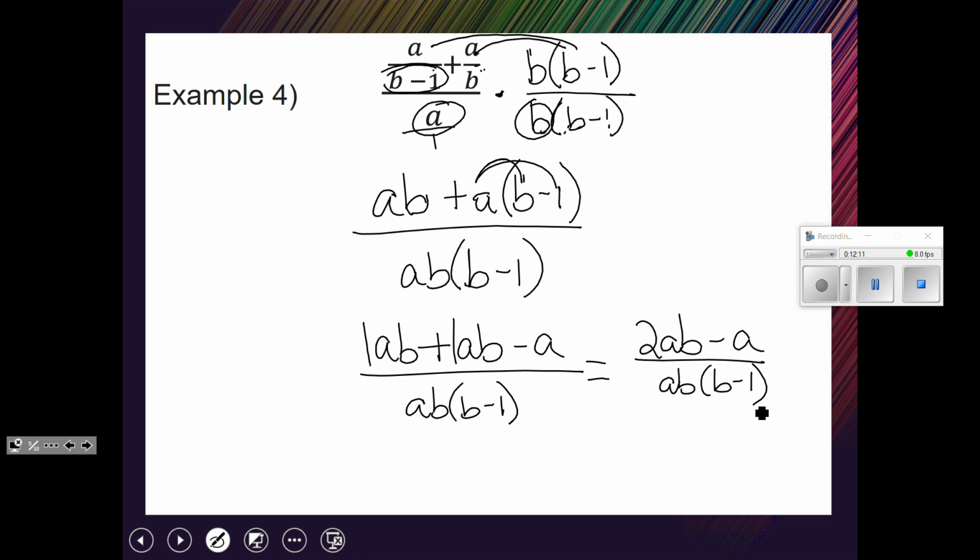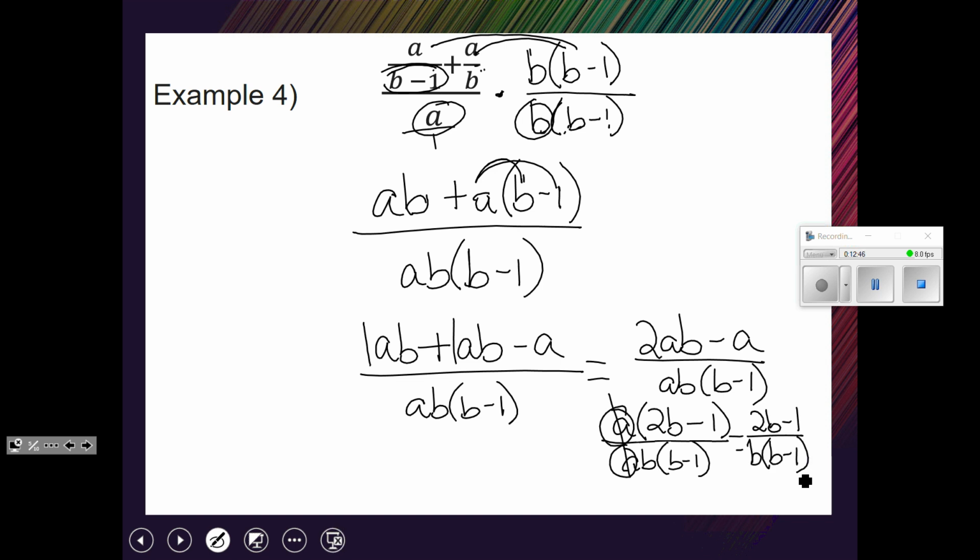Can anything simplify? I hope you're looking in the numerator, because I see something that can simplify this time. So I can take out an a up top, and I'd be left with 2b minus 1, all divided by ab times b minus 1. And because these are on the outside, and they are monomials, they can cancel.